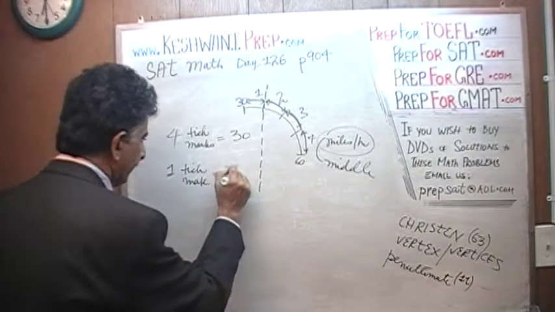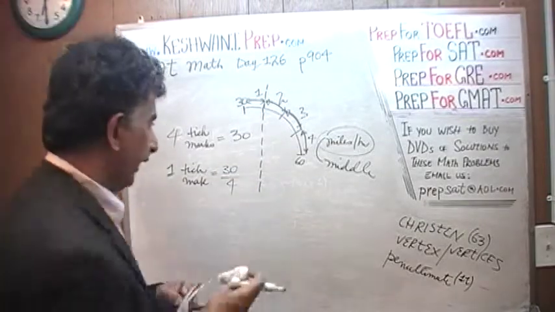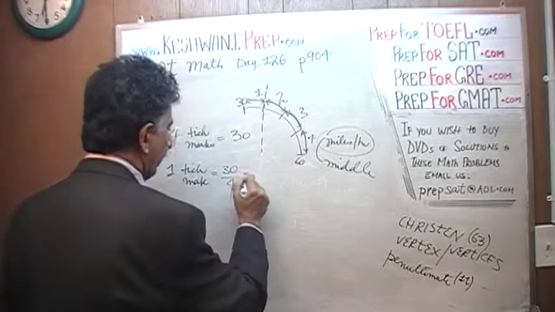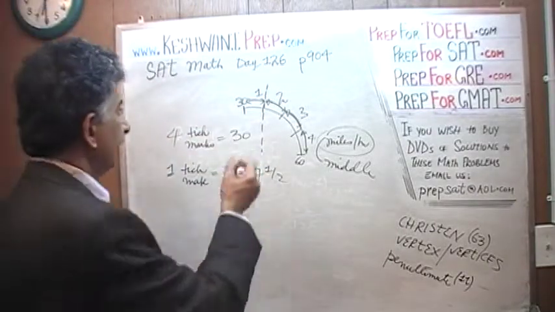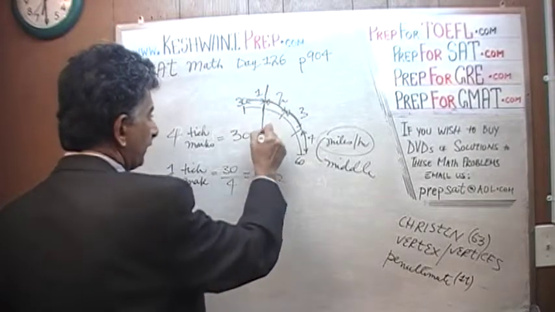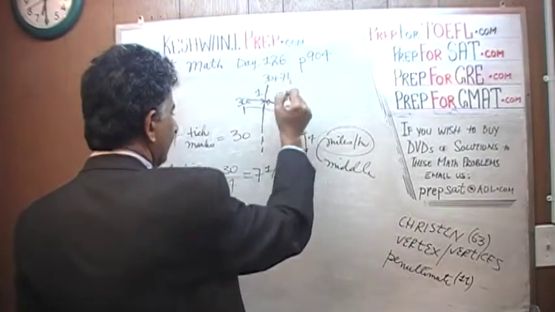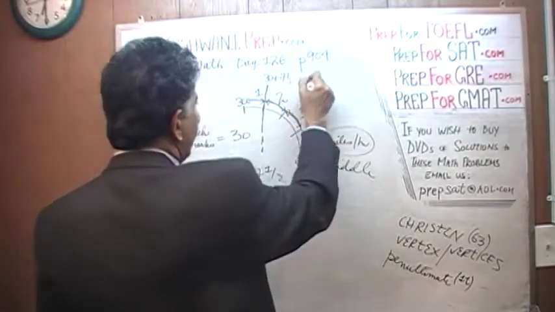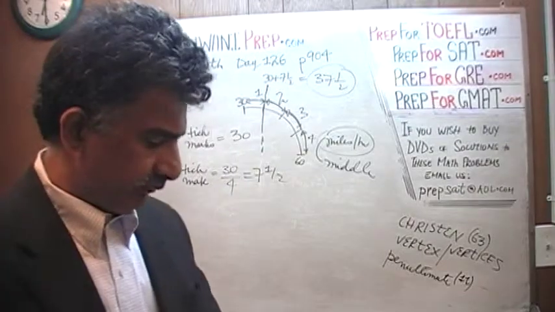is 30 over 4. Half of 30 is 15, and half of 15 is 7.5. This is 30 already, so the very next mark that they show here is going to be 30 plus 7.5, or 37.5. The answer is B.